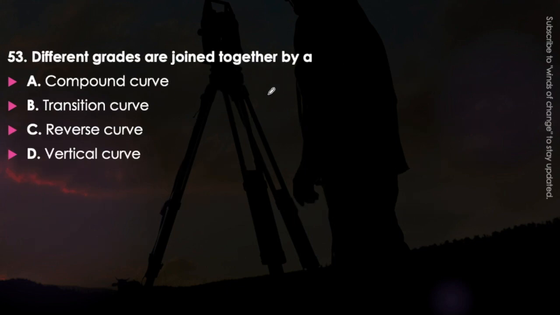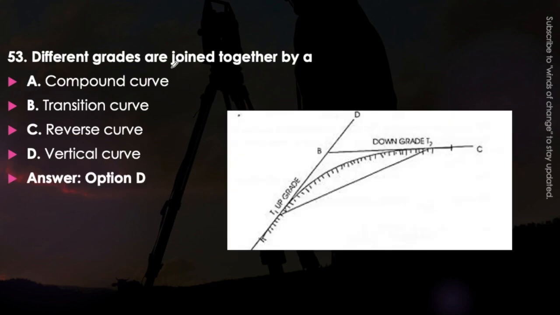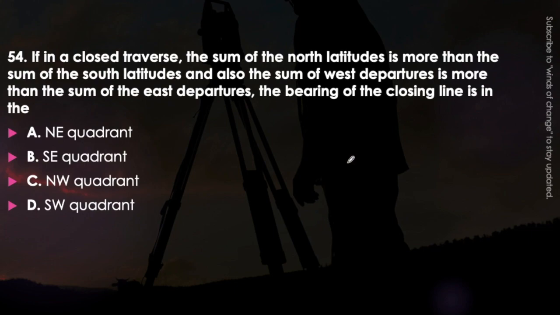Okay. Next question. Different grades are joined together by compound curve, transition curve, reverse curve, or vertical curve. Just think about it. Different grades will be joined together by using a vertical curve. You can see here, this one is upgrade, this one is downgrade, so these two will be joined together by using a vertical curve.